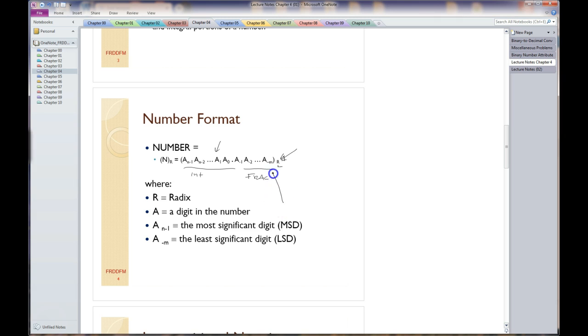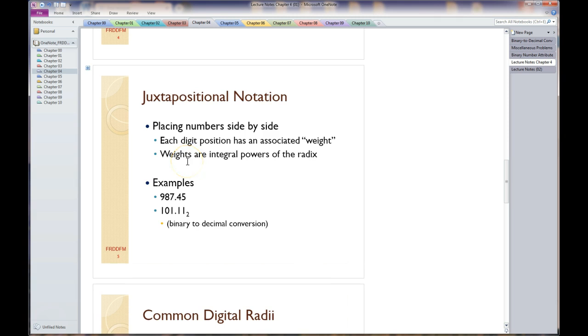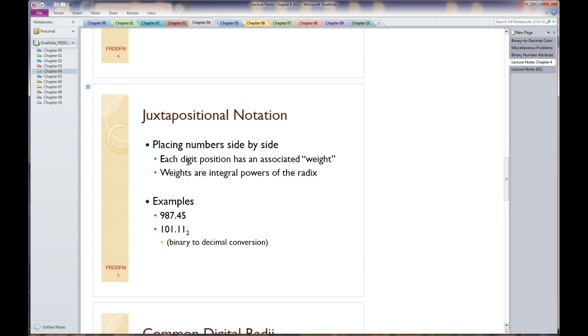So this digit right here is defined as the least significant digit. This digit right here is defined as the most significant digit. So once again, to get a useful number system, we are going to put these digits side by side, which is referred to as juxtapositional notation. Once again, each digit has an associated weight with it.